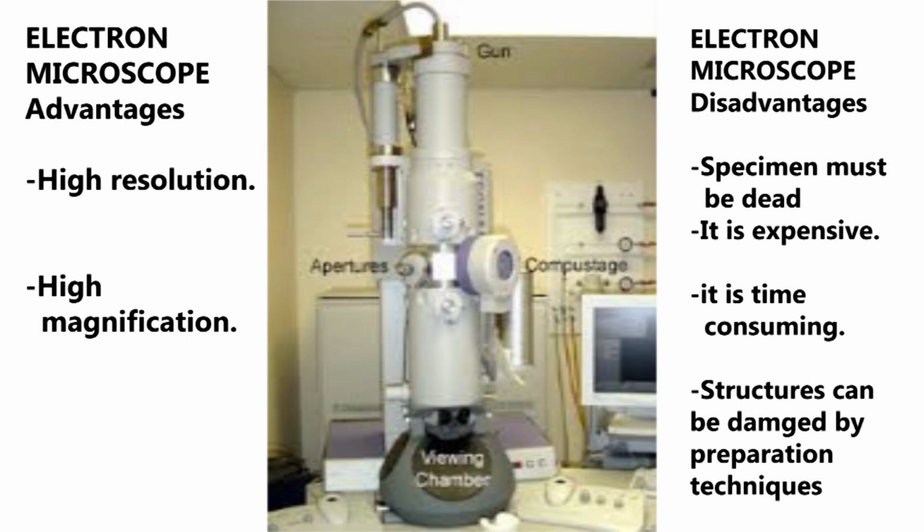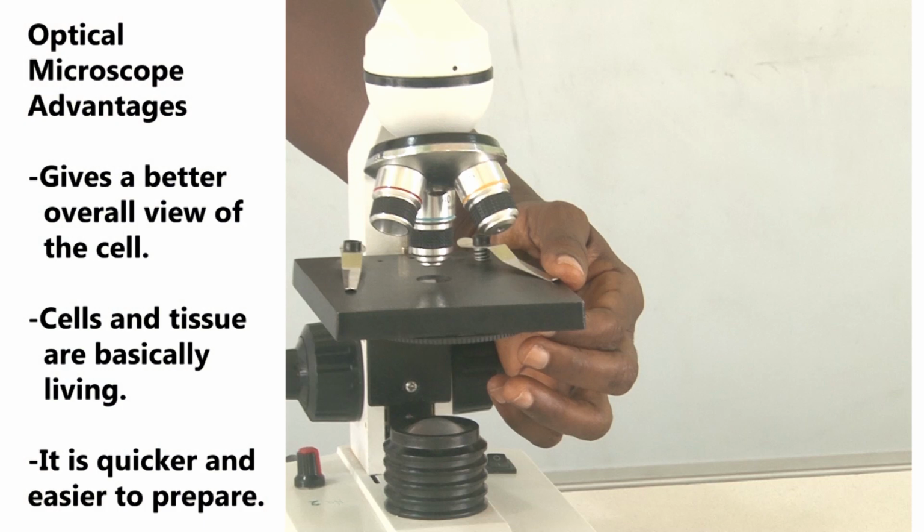All right? Now, advantages of light microscopes over the electron microscope. Light microscopes give a better overall view of cells and tissues. A better overall view, as you can see. The electron microscope focuses on few but very detailed things. Then the cells and tissues are usually living under the light microscope. It is also quicker and easier to prepare. So that is the comparison between the electron and light microscope.